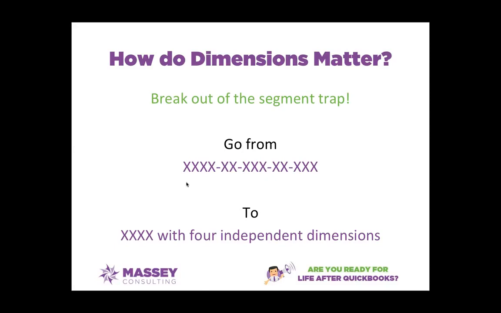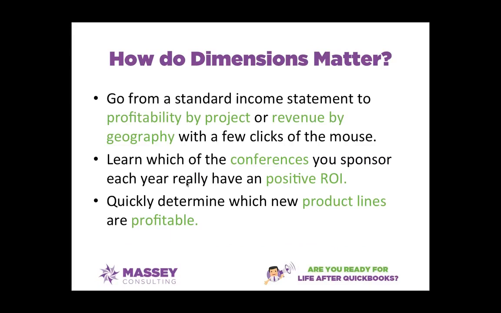My chart of accounts may have 200 accounts in it. My departments may have 4 different departments in it. Okay, so each of these are independent pieces, and then as you enter in your transactions, which we'll see, you enter in those transactions and you're able to work with those independently. Okay, so it really breaks you out of the traditional trap of a segmented chart of accounts. So you can go from a standard income statement to profitability by project or revenue by geography with really just a few clicks of the mouse.